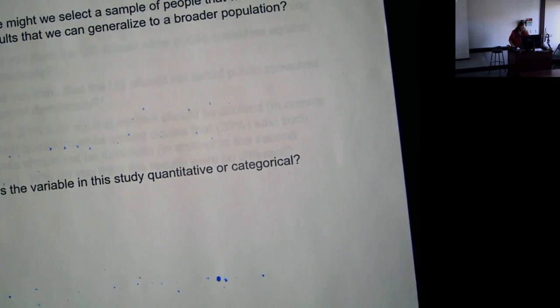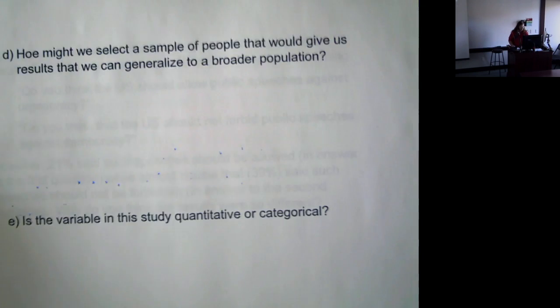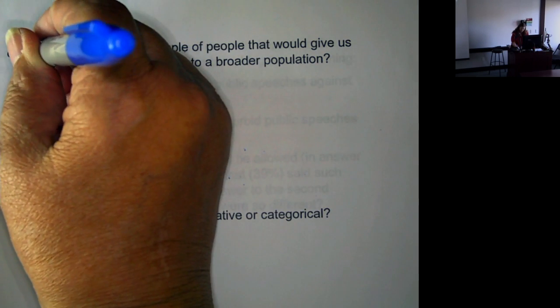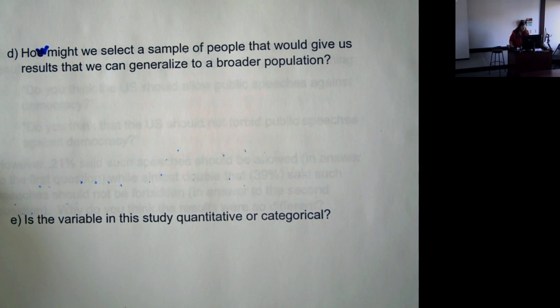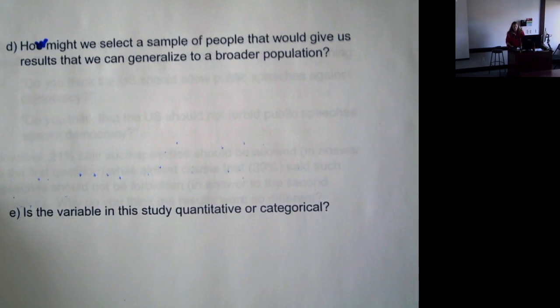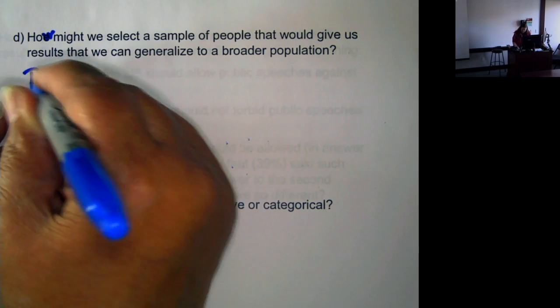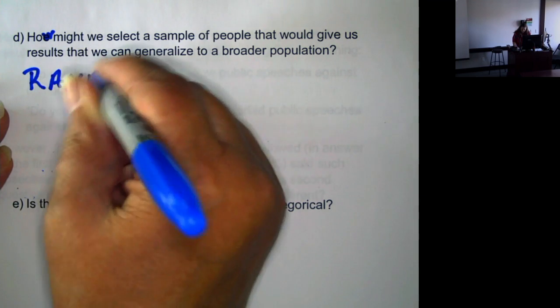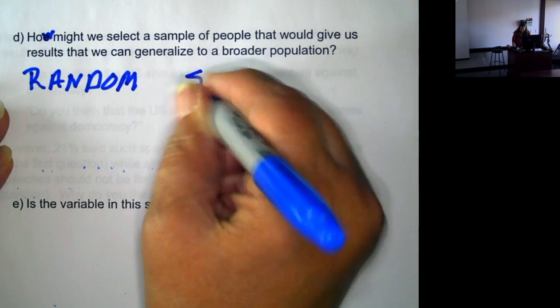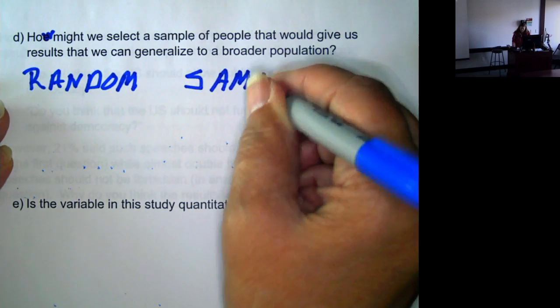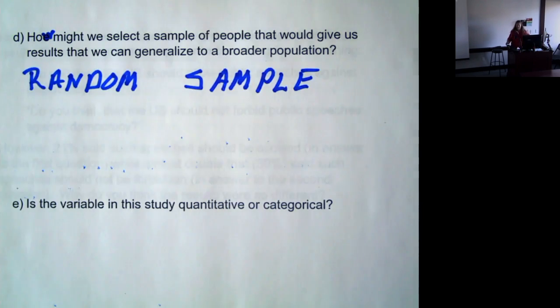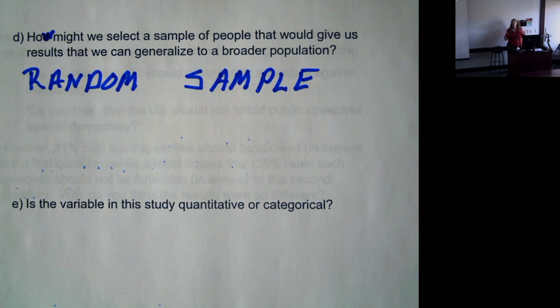So how might we select a sample of people that would give us results that we can generalize to the broader population? Well, to do that, we have to use a random sample. With a random sample, we're getting a sample that is hopefully non-biased and hopefully representative of the entire population.